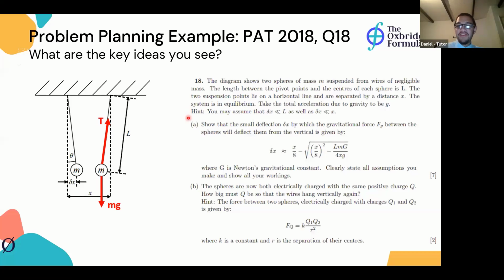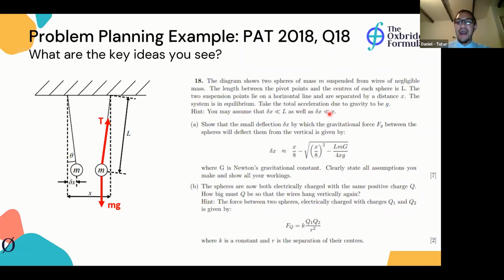Yeah, so I noticed the hint they mentioned in the first paragraph, and whenever you see a hint in admissions tests, you really should take it because they're quite helpful. So you may assume that delta x, and there's this strange sign compared to L, and then delta x with the same sign compared to x.